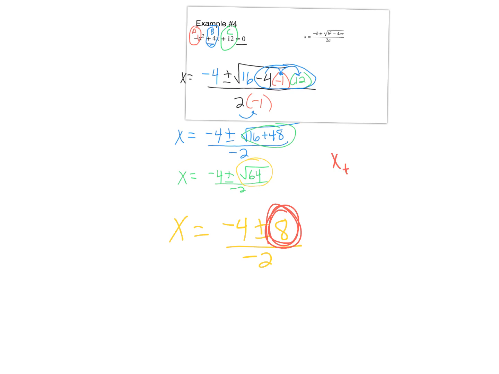X positive says we're going to do negative 4 plus 8 divided by negative 2. So negative 4 plus 8 is going to be 4 divided by negative 2, which is negative 2.